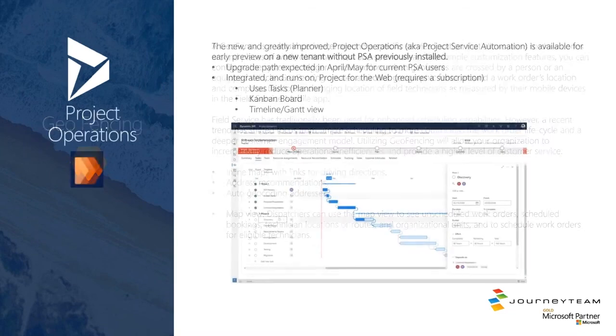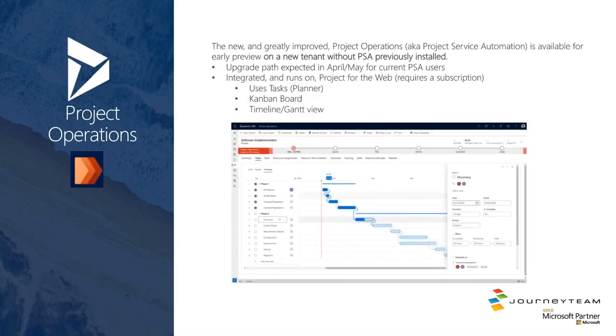Okay. All right. New name time. This is the first one in my group, but Project Service Automation is now called Project Operations. And if you don't have it installed today, you can actually get an early preview of it, and you can go and install it into your tenant, into your environment.